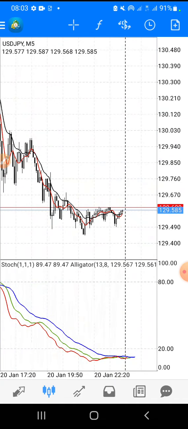It is a scalping strategy, which means you're going to be in your 5 minute time frame 90% of the time, and you're going to try and get in and out of the trades as quickly as possible.